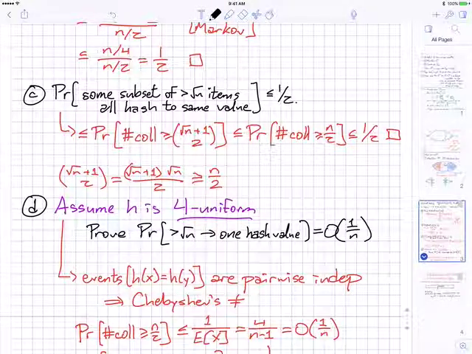Because if A then B, that means the probability of A is less than or equal to the probability of B. You're gonna go the other way. No, I can't go the other way. This is not an infinite length.